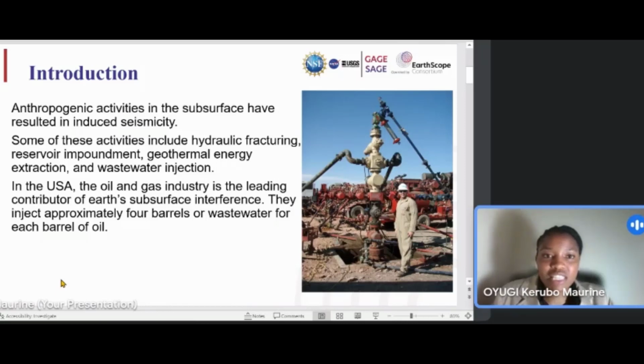Anthropogenic activities in the subsurface have resulted in induced seismicity. Some of these activities include geothermal energy extraction and wastewater injection. In the US, the oil and gas industry is the leading contributor of the Earth's subsurface interference, considering that they inject approximately 4 barrels of wastewater for each barrel of oil. This image is an illustration of a wastewater well for the oil and gas industry.